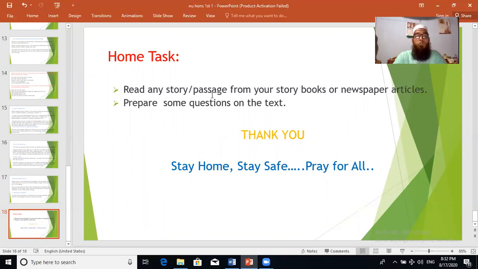So as a home task, you should do some work at home. After attending my class, you must do some work as I suggest. After this class, you must read any story or passage from your storybooks or newspaper articles and prepare some questions on the text. After reading a passage, or after reading 2 or 3 passages of an article, try to make some questions yourselves on the text. If you can make some questions on the text, it means that you have understood some of the ideas or information available in the text, so that's why you can make questions. So making questions is also a technique to improve your reading skills.